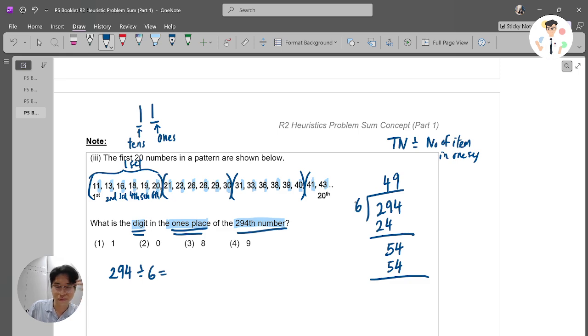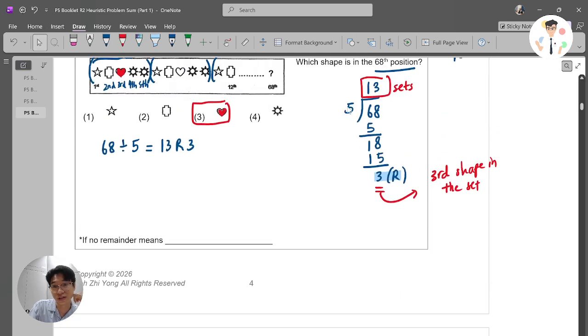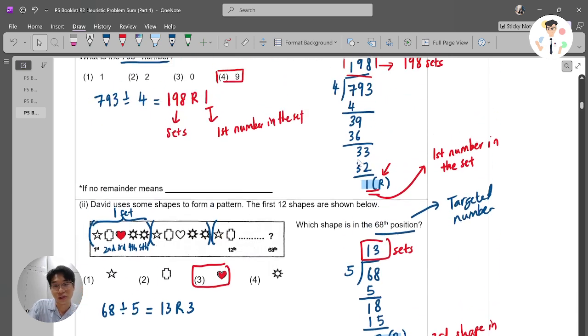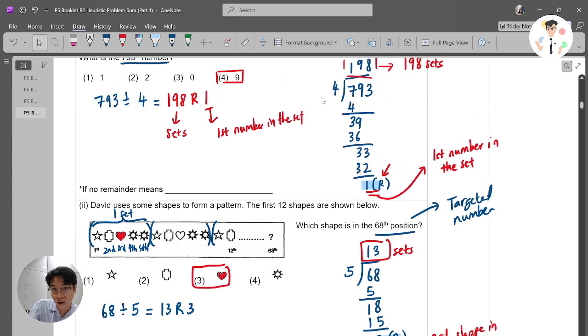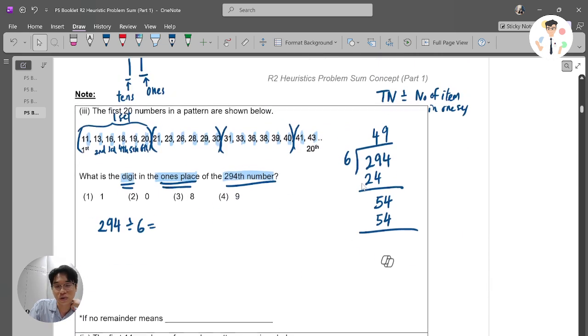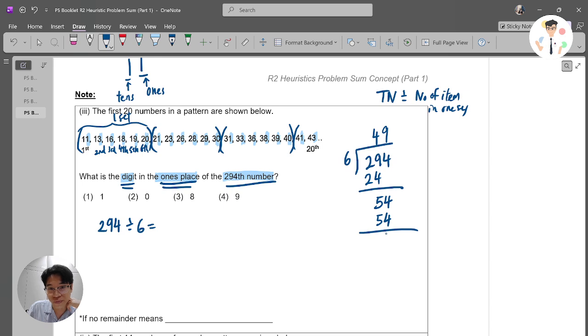Because our number here is actually 6. So the remainder can only be 1, 2, 3, 4, 5. The same thing, if the number here is 5, the remainder can be only 1, 2, 3, 4. If the number here is 4, the remainder can be only 1, 2, 3. So this basically tells you that if there's no remainder, this will be the last digit or last shape or last item in that whole set.